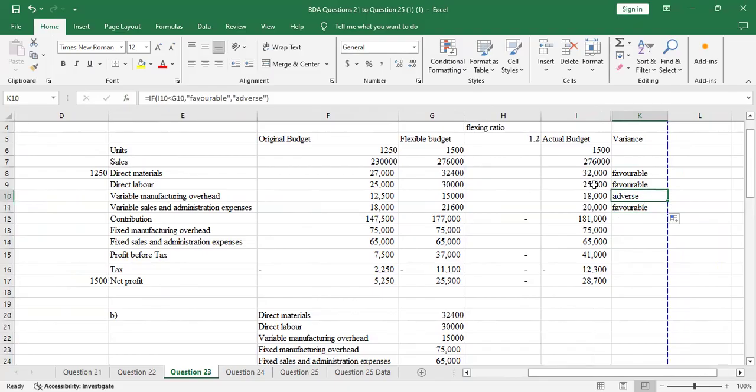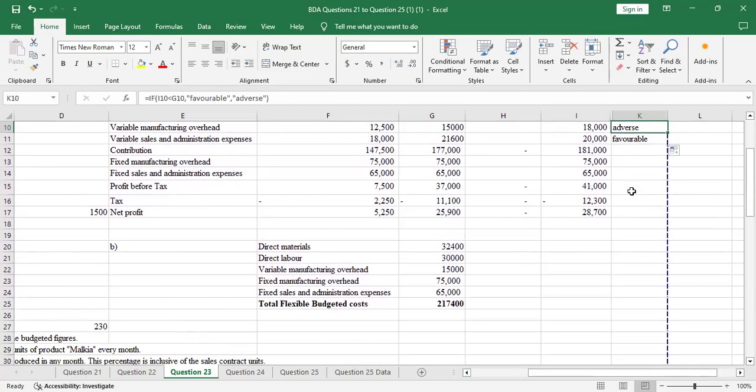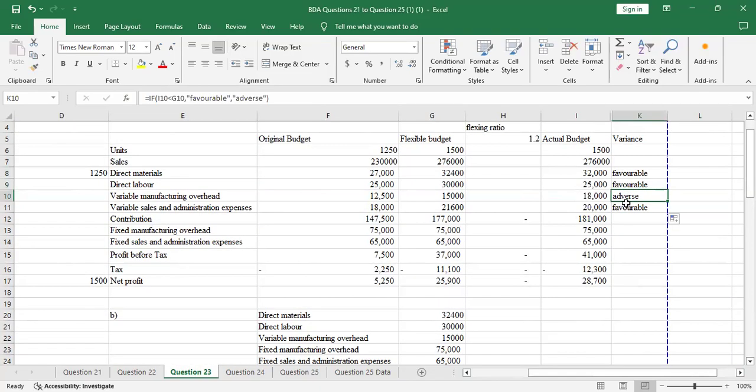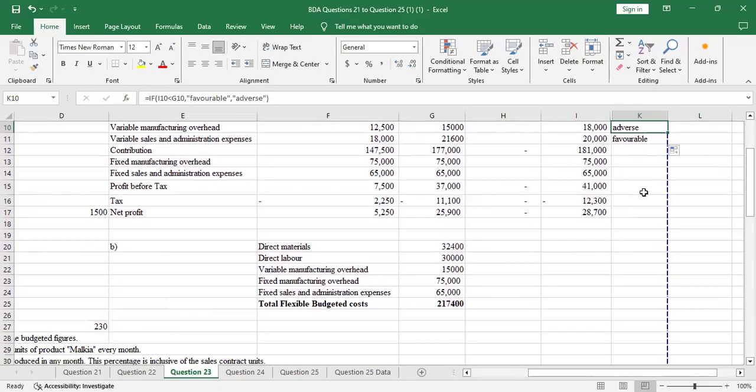So when you come to the value which is giving us favorable, the second one, we budgeted for 30,000, but we ended up spending 25,000. So we used less. So in cost, when you use less, then it is favorable. Then what of this which is adverse? We budgeted for 15,000, but we ended up spending 18,000. So you spent much. So that's an adverse variance. So that's how you are supposed to do this using a logical function.